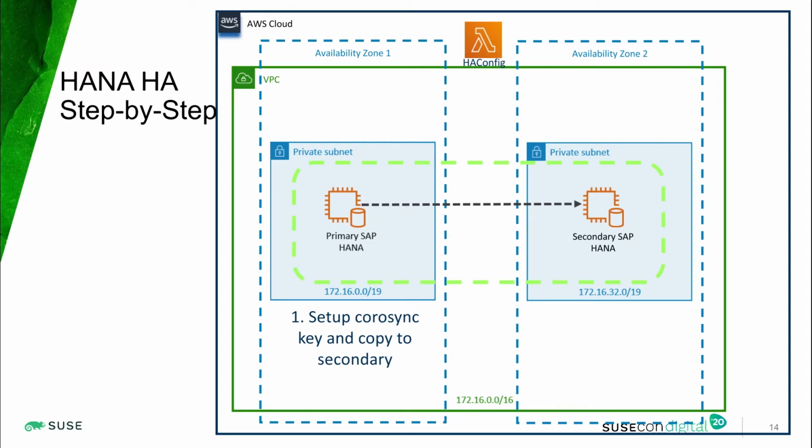The HA-config lambda function will set up the corosync key on the first node and copy it to the second node. After copying the corosync key to the second node, it creates the corosync configuration file. Then it starts the pacemaker on both nodes.